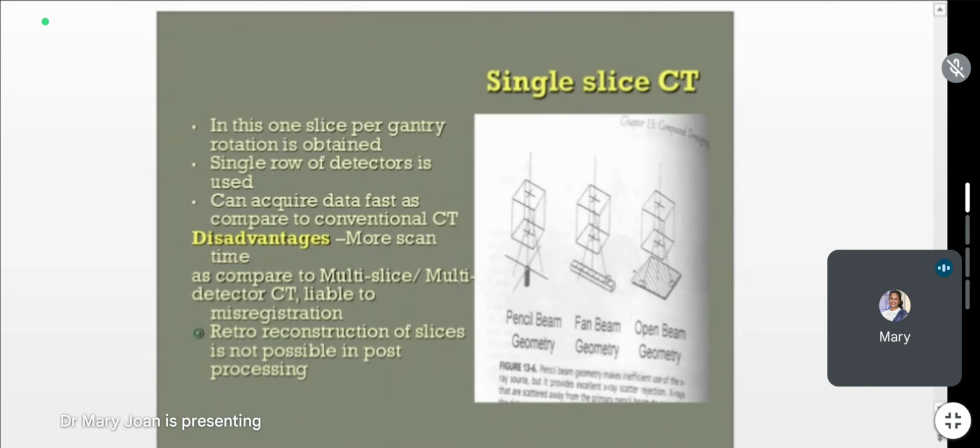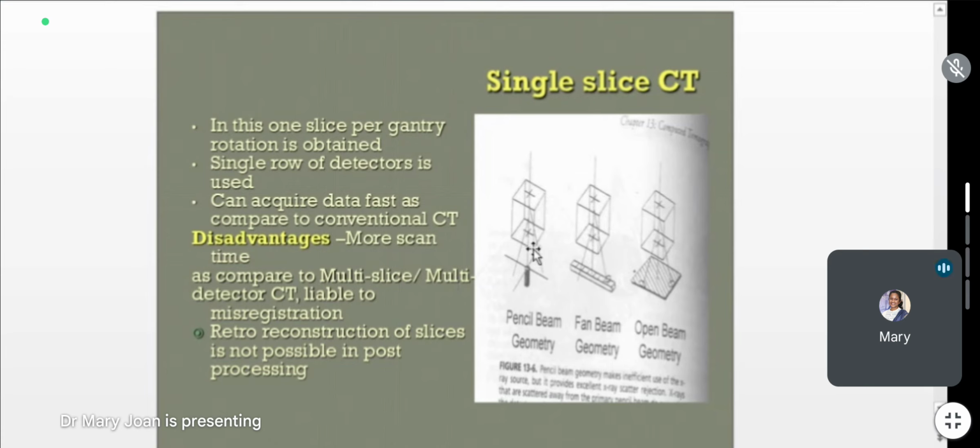So in single slice CT, one slice per gantry rotation is obtained. A single row of detectors is used and can acquire data fast as compared to conventional CT. The disadvantage is more scan time compared to the multi-slice CT scanners, or multi-detector CT. Liable to misregistration. Retro reconstruction of slices is not possible in post-processing.